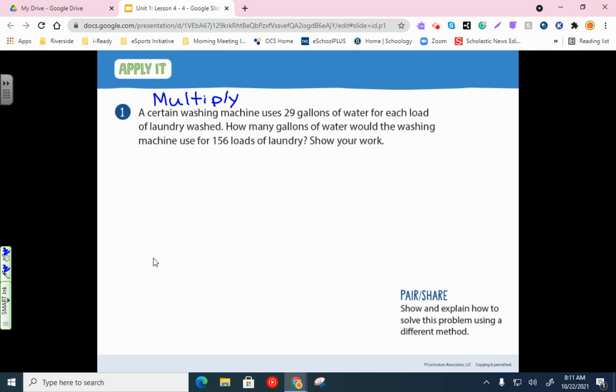Now, some word problems will use different operations during the same problem, but this is just straight up multiplication. And the numbers we're using are 29 gallons of water for each load, underline that, and 156 loads. So naturally, down here, we'll have 156 multiplied by 29. And we'll start with our ones place. Our 9 is in our ones. And we'll start with multiplying by that number. So 9 times 6 is 54.